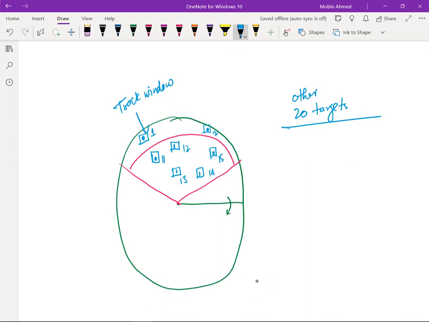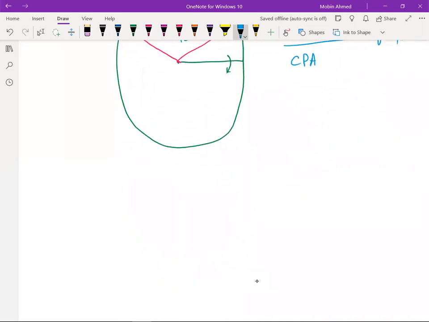Now what is the advantage of this plotting? Automatically what we are going to plot, what is the advantage? This is going to calculate the future position. So closest point of approach. Closest point of approach is also known as CPA.